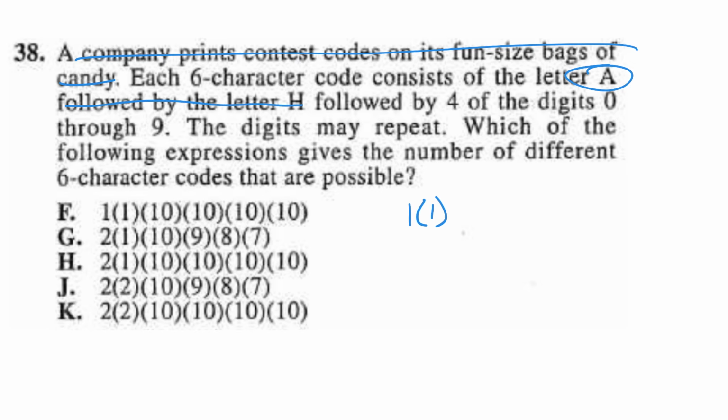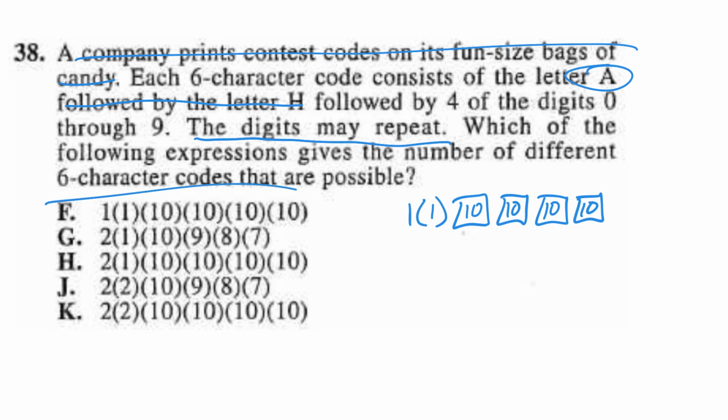Now, the following 4 are any digit between 0 and 9. So we have 4 spots to fill. And it does say the digits may repeat. So if we're looking at this, we have 10 options for the first, 0 through 9. We are allowed to repeat, so we still have 10 options for the 4th digit. We have 10 options for the 5th, and we have 10 options for the 6th value. This is our answer F.